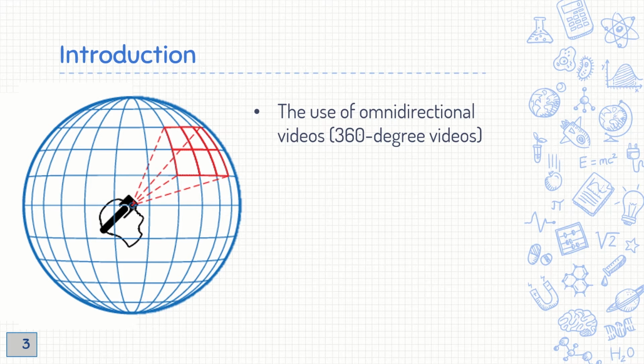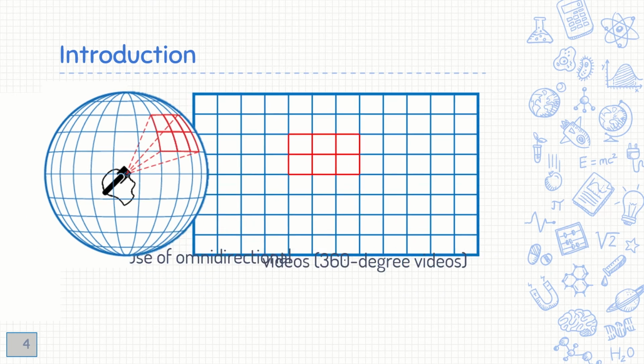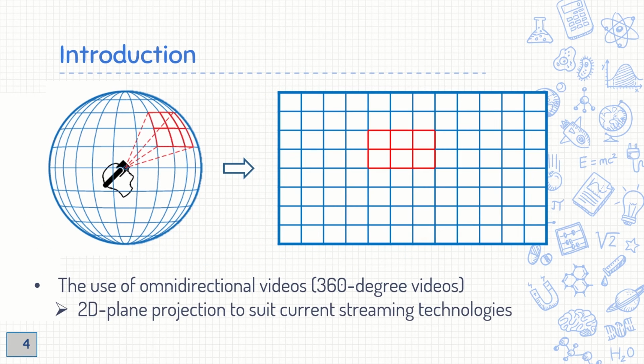Because these videos have to be in high spatial and temporal fidelity and contain information of all directions, they often have high bitrate and large file size. The videos are in the form of a sphere, but for more convenient streaming network pipeline, they are projected to a 2D plane, and due to large file size and high bitrate, it is very bandwidth intensive to stream them.